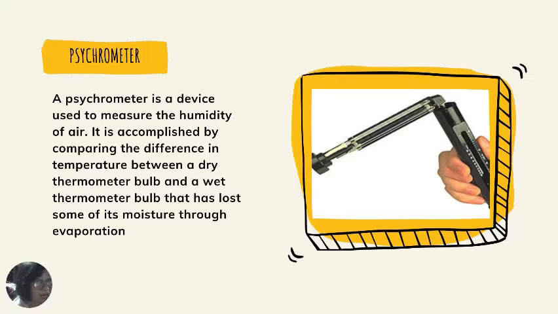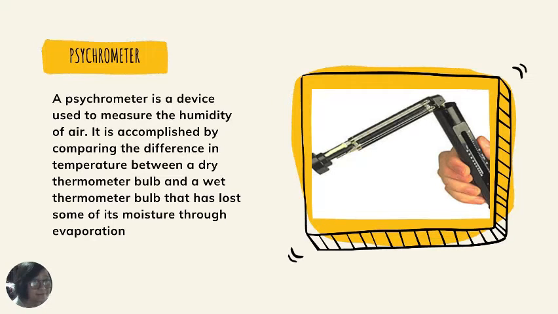Next, cyclometer. A cyclometer is a device used to measure the humidity of air. It has something to do with the water vapor outside. It is accomplished by comparing the difference in temperature between a dry thermometer bulb and a wet thermometer bulb that has lost some of its moisture through evaporation.